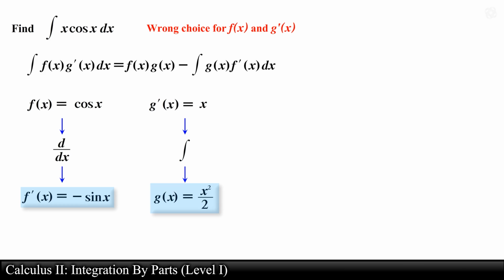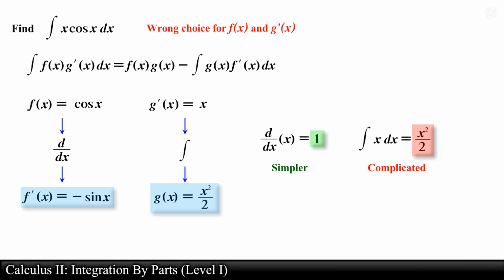In this case, the function becomes simpler if we take the derivative of x, as opposed to taking the integral, which yielded a higher degree power function. In this case, x squared over 2. It's much easier to work with the function 1 than with the function x squared over 2. Before we end the video, let's solve the same integral using the alternative form of the integration by parts formula.